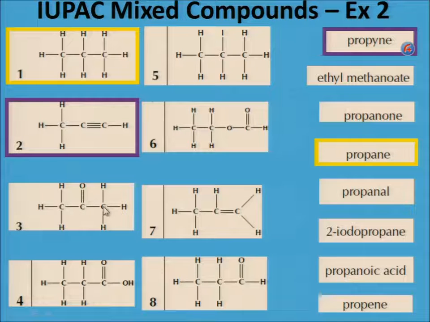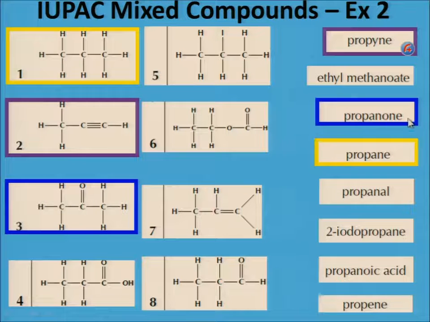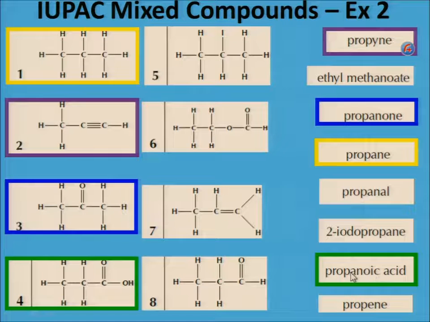If you look at this molecule, you can see that the carbonyl carbon is in the middle of the carbon chain. Therefore, this must be a ketone. It's got 3 carbons, therefore, propanone. For the next one, you have a carbon double bond oxygen bonded to an OH group, which means carboxylic acid. You've got 3 carbons, therefore, propanoic acid.